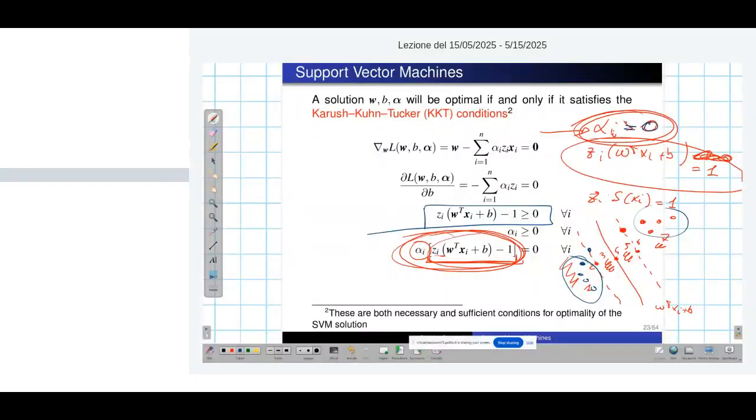And the alpha I can be different from 0. It can also be 0. There are cases where both can be 0, but you need to build them for that to happen. Typically this will not happen in general, but it doesn't really matter. All the points that can have an alpha that is greater than 0 must necessarily lie on the margin region.